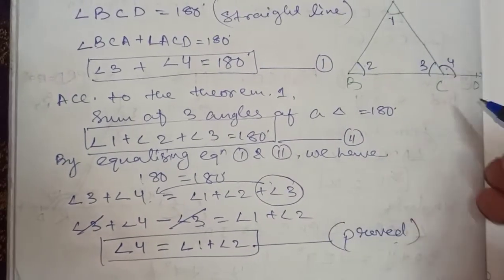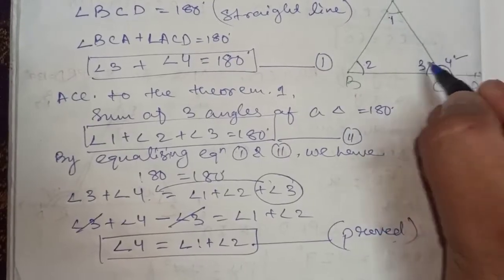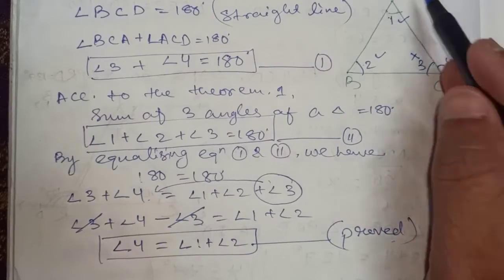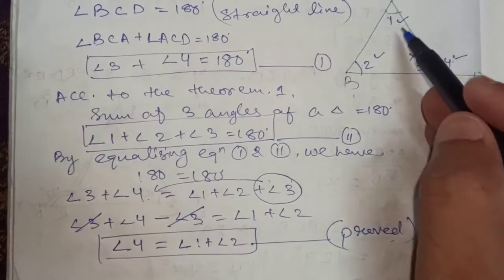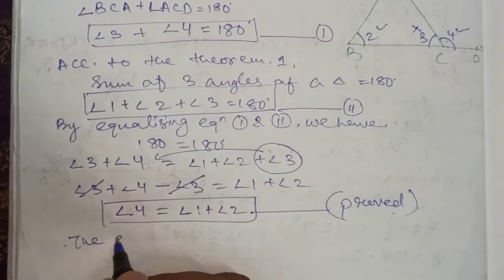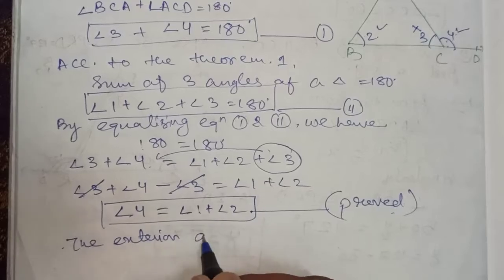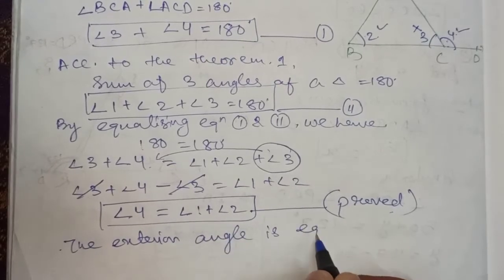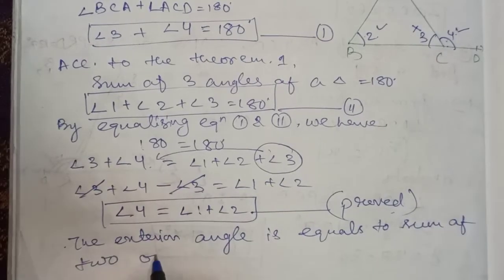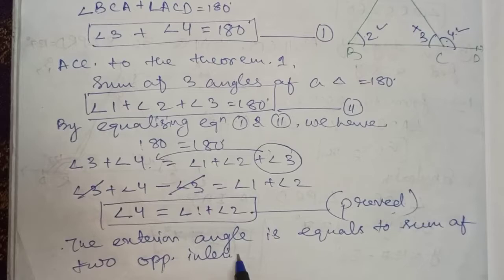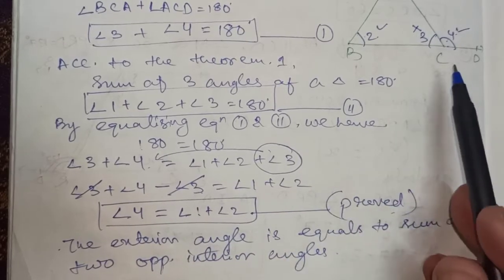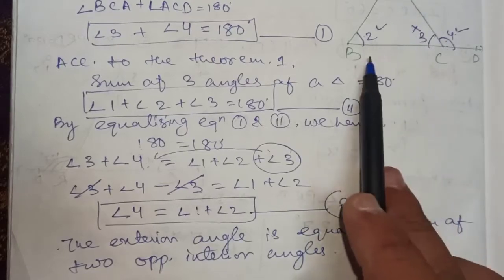Okay, you can also remember this theorem as tick cross tick tick. So here we can write the exterior angle is equal to the sum of two opposite interior angles. Okay, so this theorem says that the exterior angle is equal to the sum of two opposite interior angles.